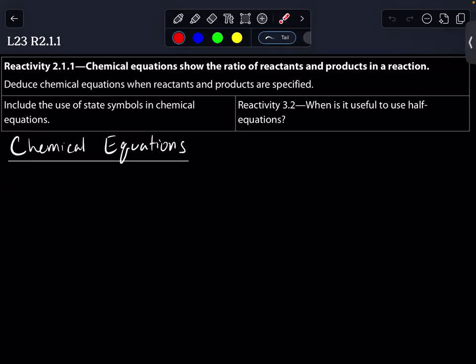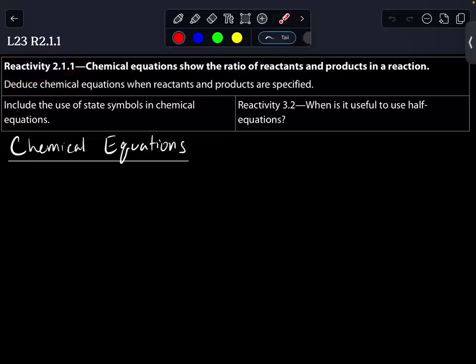We're on lesson 23, reactivity 2.1.1. You'll notice we kind of jump around. I'm following my own plan for how to go through the DP chemistry curriculum, and after ideal gases, I move on to chemical reactions. We will cover every single topic throughout the series, but for now, we're skipping structure 2, structure 3, reactivity 1, and moving straight to reactivity 2, because I believe chemical equations are how we will deal with everything else we come across.